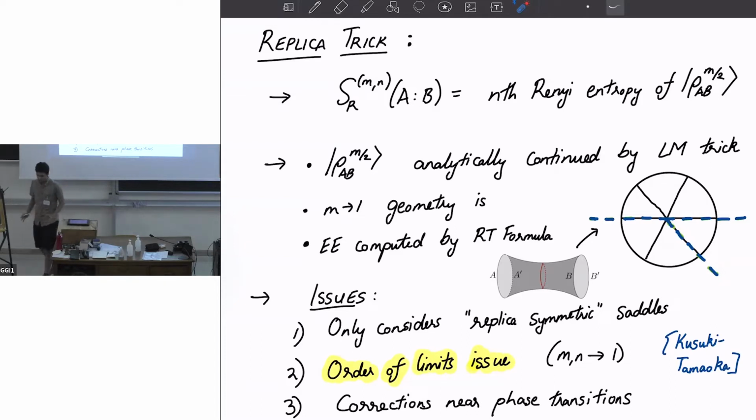You can do that and then try to argue by some Lewkowycz-Maldacena type argument that the entanglement wedge cross section comes out of this calculation. And the picture is as follows. If you want to prepare, so this boundary computes trace rho to the m, where each of these is a copy of, you should think of as a copy of rho. You can cut this open in the middle to prepare the state rho to the m over 2.